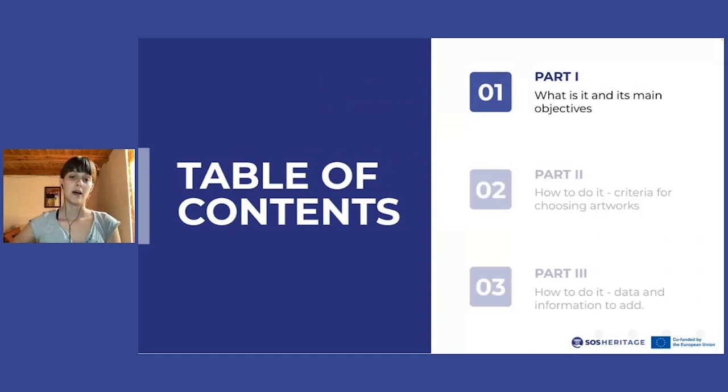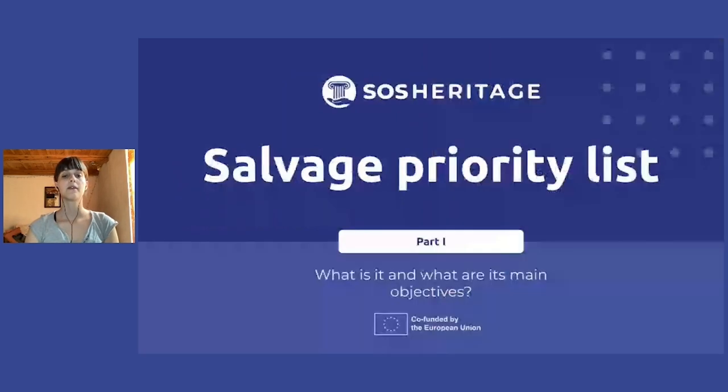So let's now start with the first section of this lesson. So, what is a priority list, and what are the main objectives that you intend to achieve by drawing up a priority list?